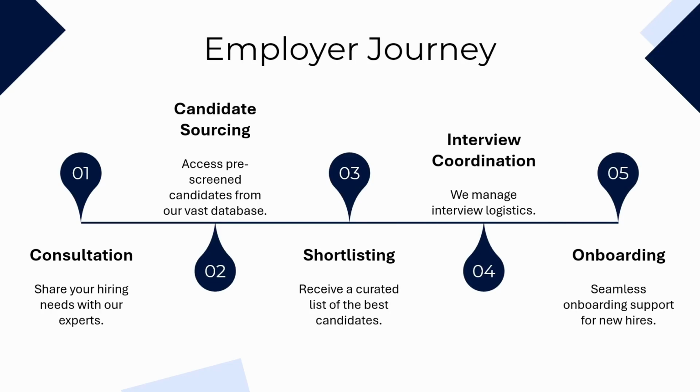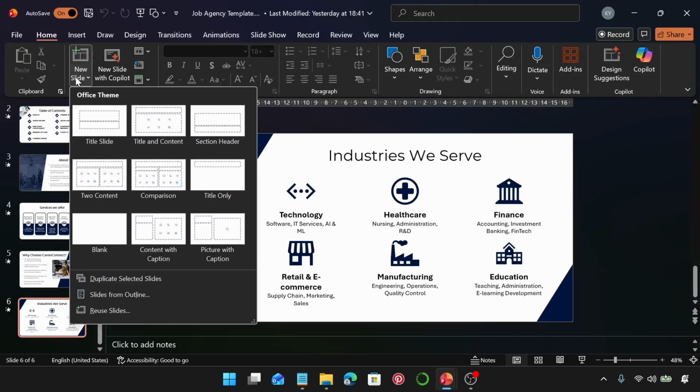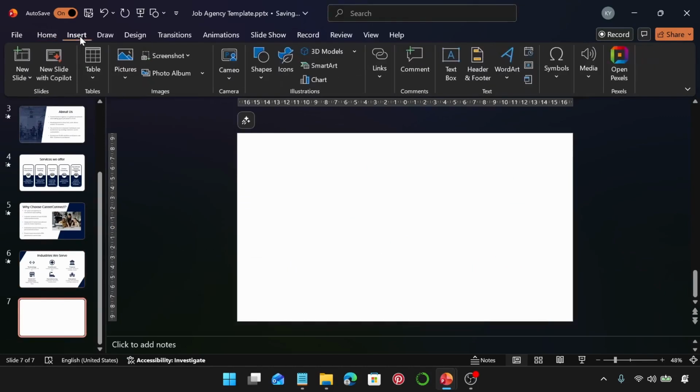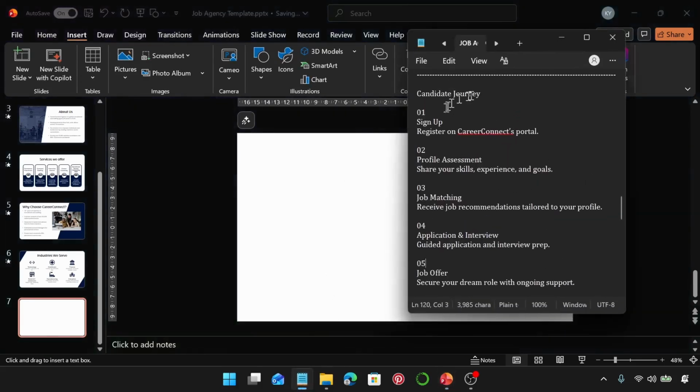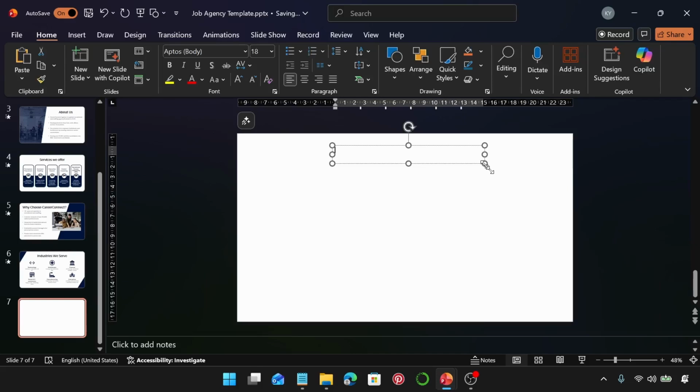All right, let's get started. We're going to start with a blank slide. So come over to new slide and insert a new blank slide. Next is going to be a text box. Go over to insert, text box, and I'm going to grab my text from my notes. This text is going to be in the description box below. I'm just going to paste it.